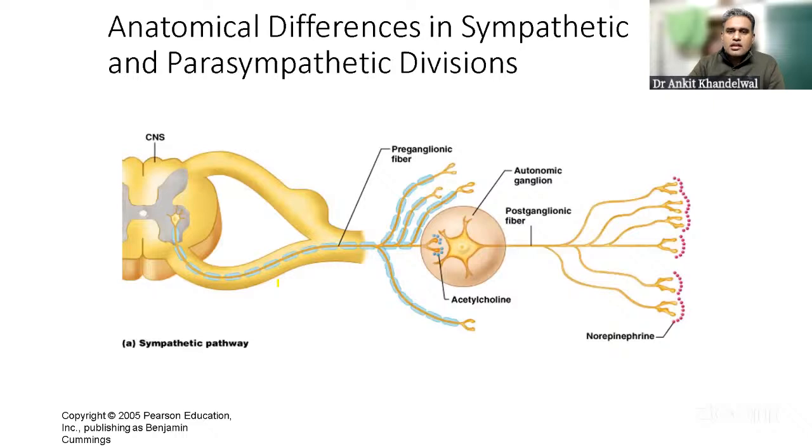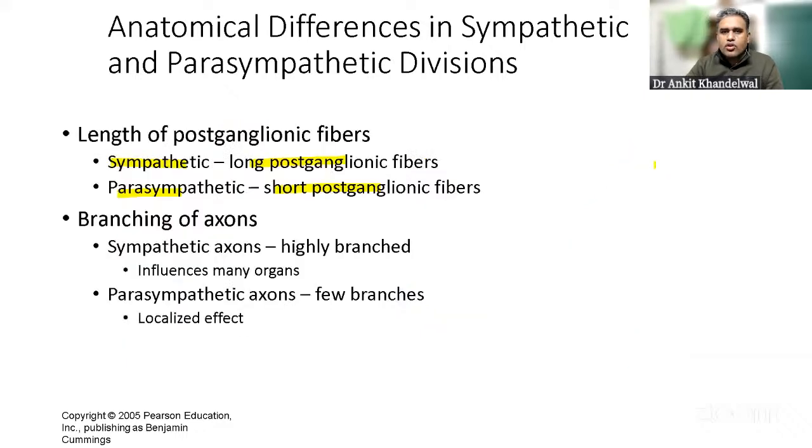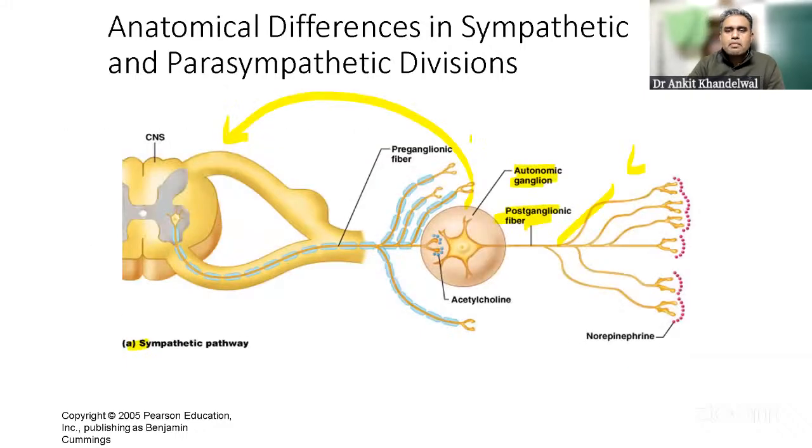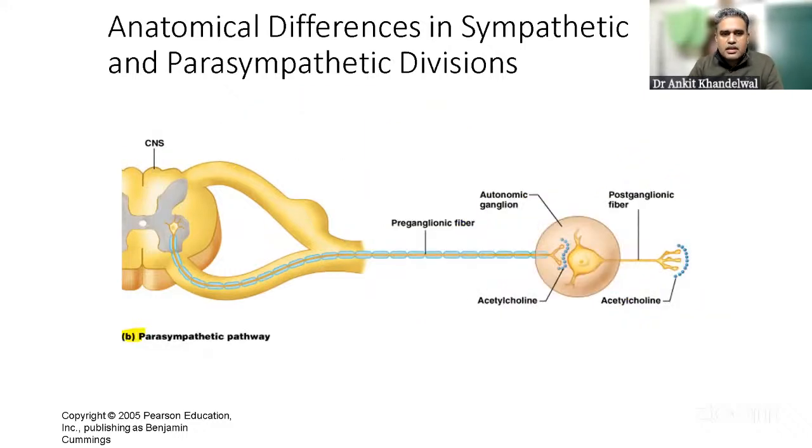Let us see more. Here is what is being shown as the sympathetic. You can see the ganglia lie very close to the spinal cord. Remember T1 to L2. So its preganglionic is short, but the postganglionic fibers are long. I'm writing L over here for long. So what was written? Long postganglionic over here, because their ganglia are very close to the spinal cord. Let us move on and see the parasympathetic now.